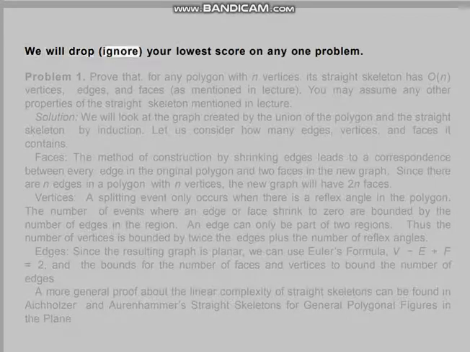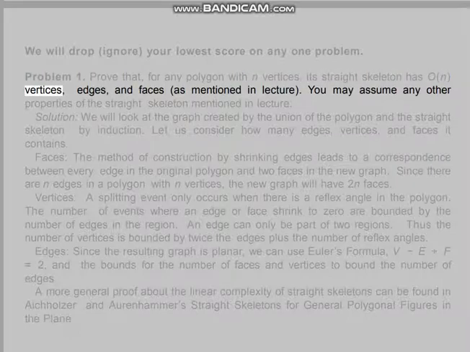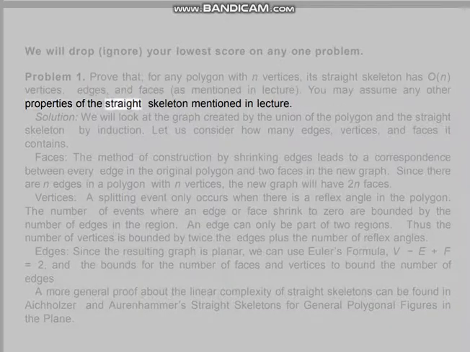We will ignore your lowest score on any one problem. Problem 1. Prove that, for any polygon with n vertices, its straight skeleton has n vertices, edges, and faces, as mentioned in lecture. You may assume any other properties of the straight skeleton mentioned in lecture.